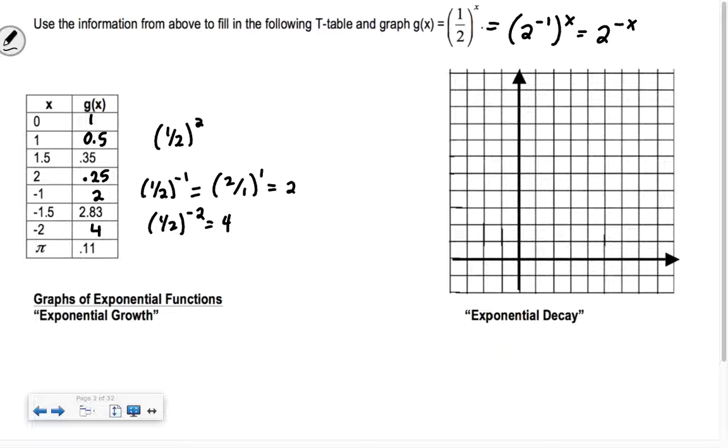So when we graph this, I still have (0, 1) that I had before, but now I have 1.5 instead of -1.5 that I had before. And I have 1.5, 0.35, and 2, 0.25, and -1, 2, -1.5, 2.83, -2, 4, and pi is really tiny, 0.11. So now it's the opposite direction. So we call this exponential decay. It's getting smaller.